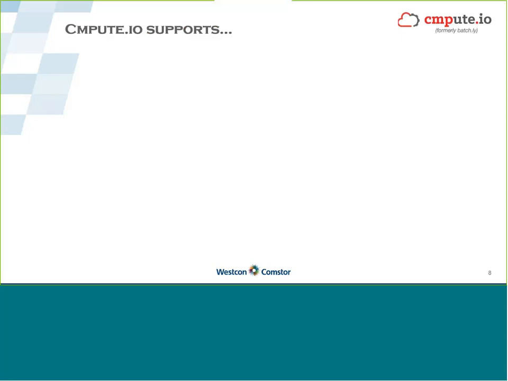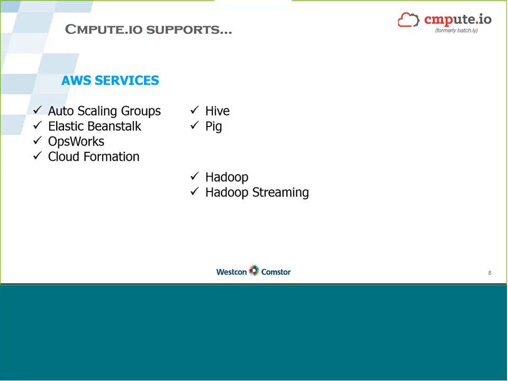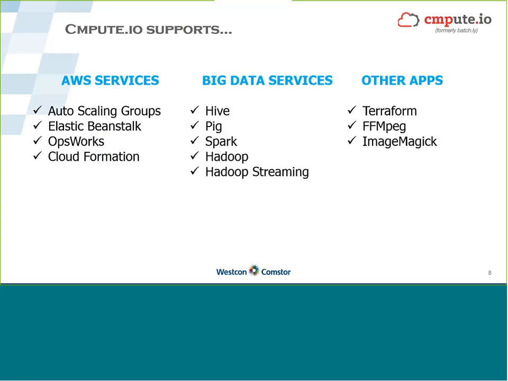Now, what does AWS actually support? What does Cmpute IO support? They support these areas here within a company. And you'll notice on the left-hand side, AWS services, auto-scaling groups, cloud formation. These are pretty basic AWS services, and they are used mainly by project teams for particular projects.